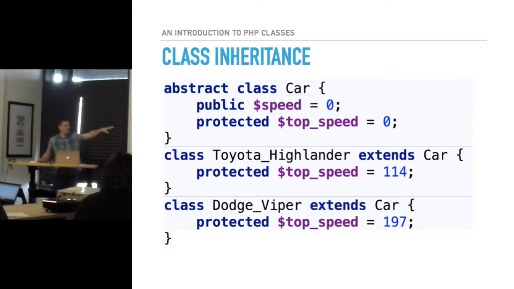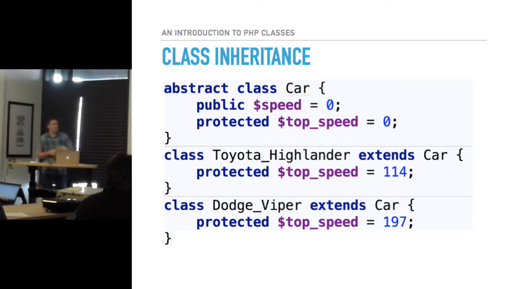And as you can see in the thing here, we have a Toyota Highlander that extends car, meaning it is basically built off of and inherits all of the properties and methods, which I didn't have room for, of that car class. And same thing with the Dodge Viper, right? So what we have here is a property called speed, which is 0. So in the instances of the Highlander and the Viper, the speed, even though it's not specifically mentioned in these other classes, is actually 0 because it inherits that property from the car. So if we did also define some sort of a method, like go fast, in this car class, then it would also get inherited by these other two classes.